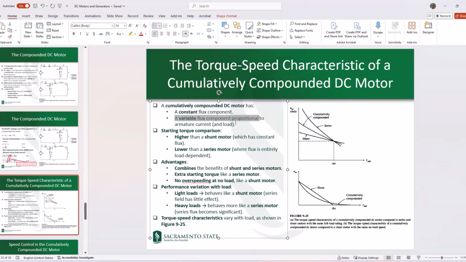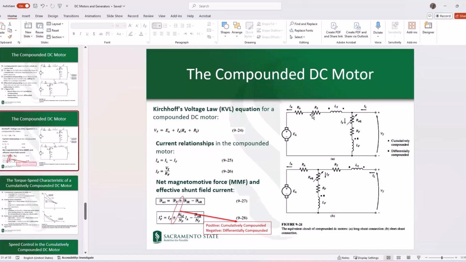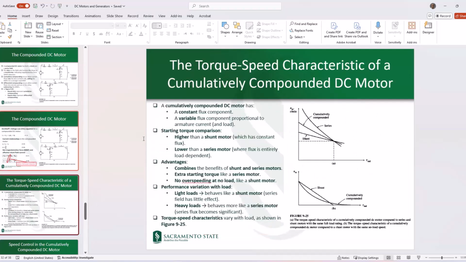The variable flux component, however, is associated with the series circuit. You can see that if load changes, IA changes to a large extent. Same thing in this circuit. If load changes, this doesn't change very much, but this IA would change a lot. So that's why we have a variable flux component, which is proportional to the armature current.